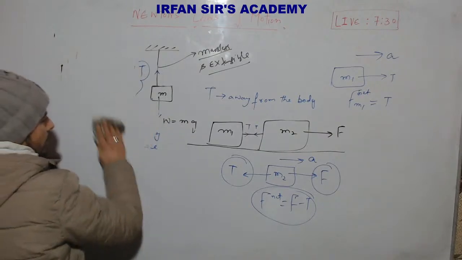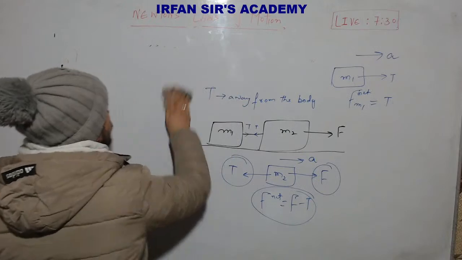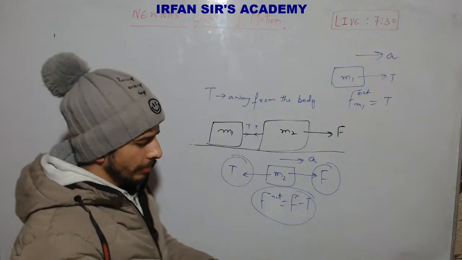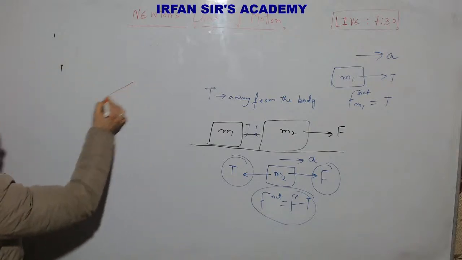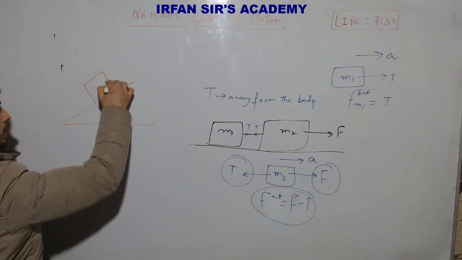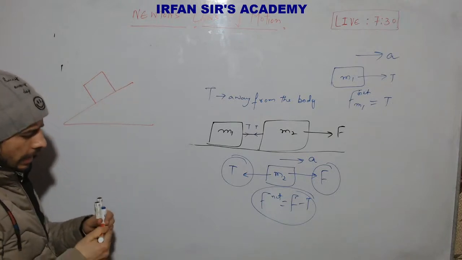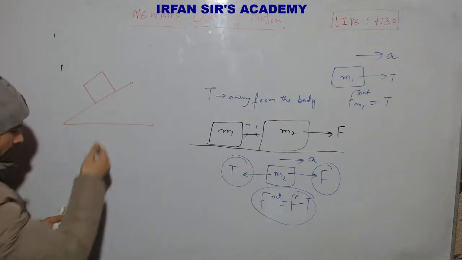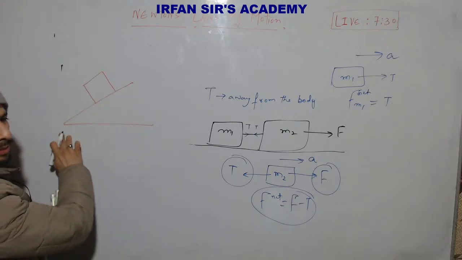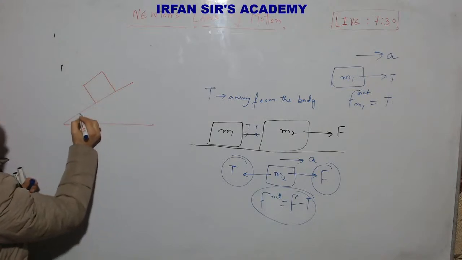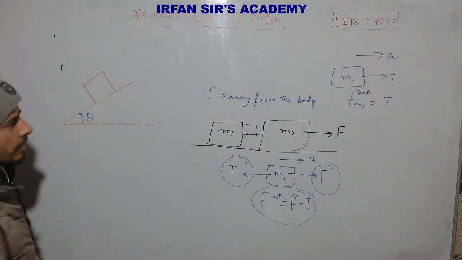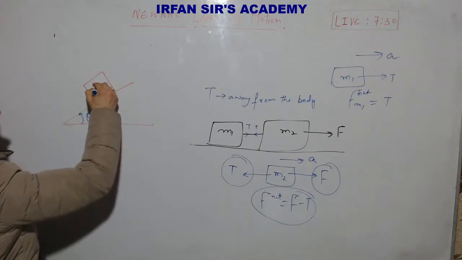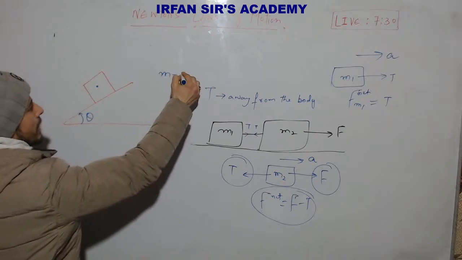Okay. Yes, I know most of you, and I hope all of you, know what a normal reaction is. Suppose this is a body on an inclined plane. Inclined plane means when you raise the outer edge with respect to the inner edge at some angle. Suppose this angle of inclination is theta. Suppose the mass of this body is small m.